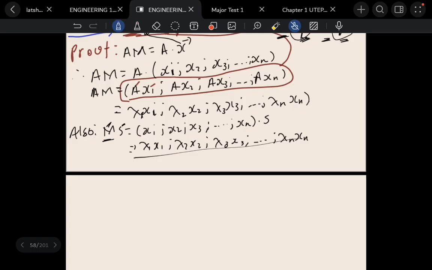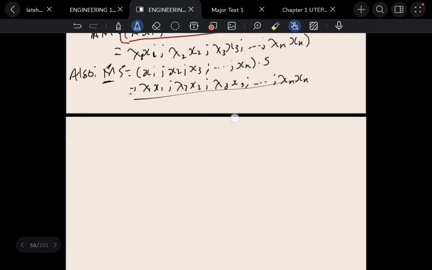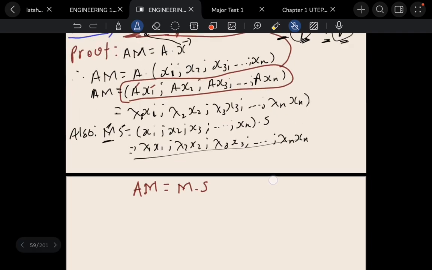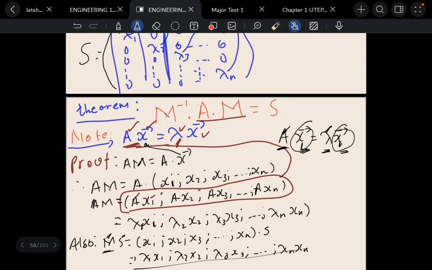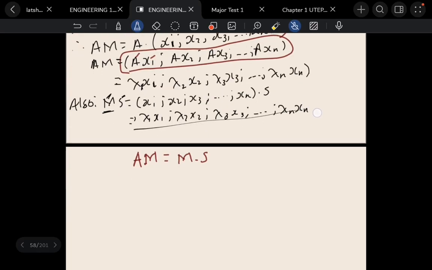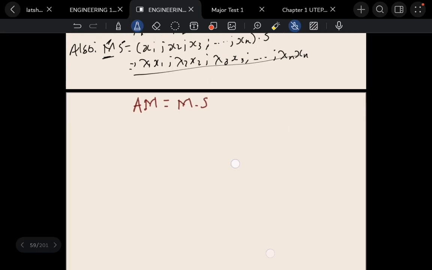We have proved that A times M is actually going to be equal to M times S. But the theorem has M to the power minus 1, which means there's an inverse over there. So how can you get an inverse to the other side? We're just going to multiply by the inverse of M on both sides. By doing that, I'm going to have M to the power minus 1 times A times M is equal to M to the power minus 1 times M times S, right?